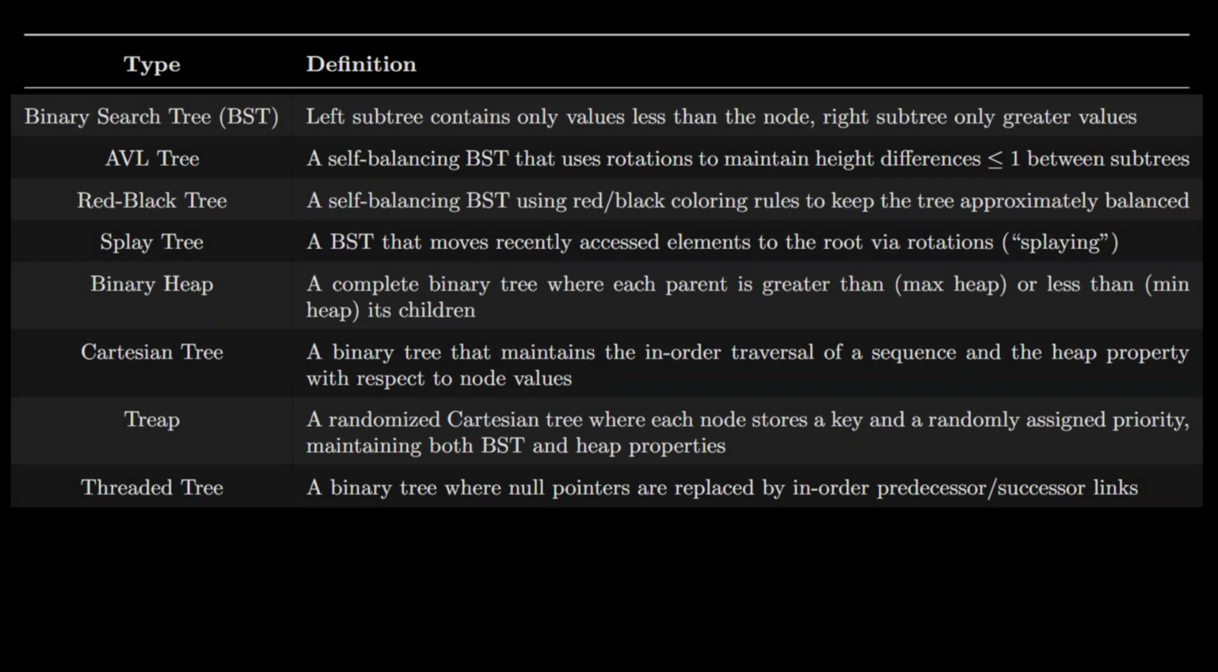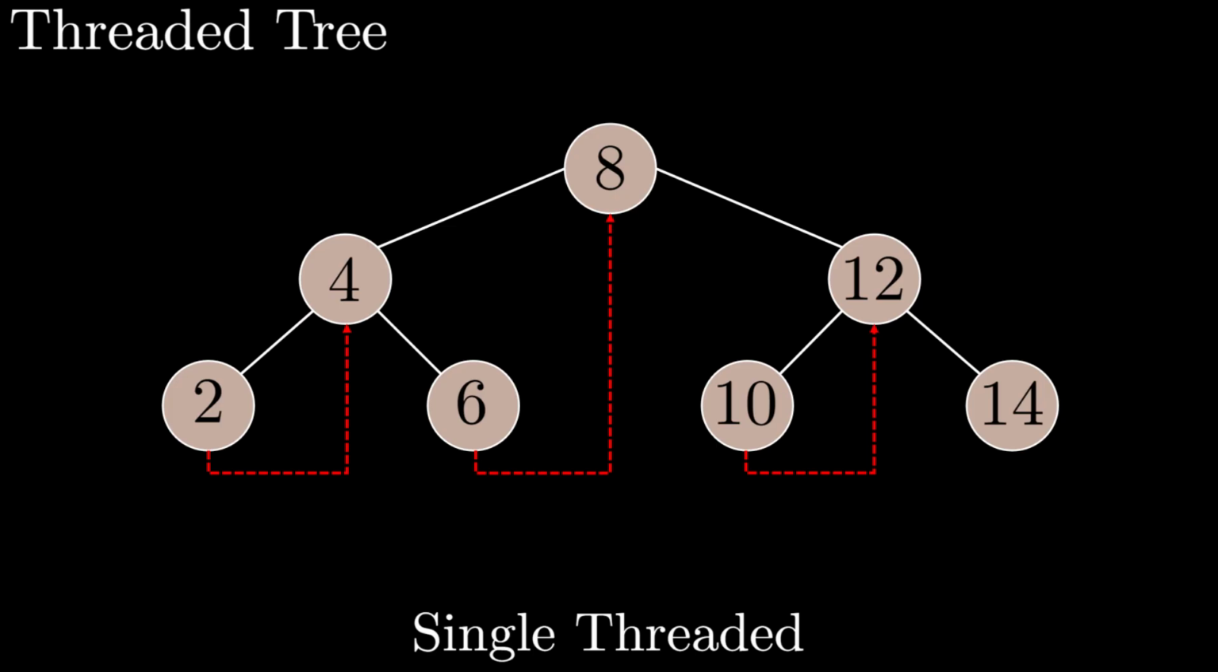A threaded binary tree replaces null child pointers with links to n-order predecessor or successor nodes. They are not inherently binary search trees, but binary search trees can be implemented as threaded trees. This is a single-threaded binary tree.